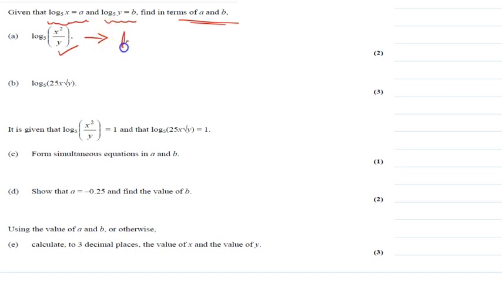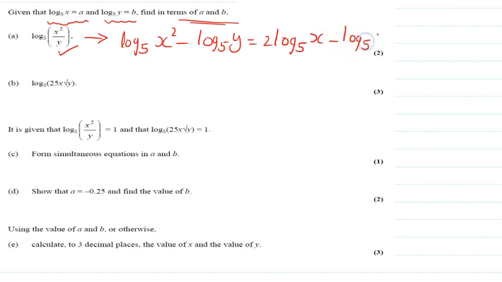So this you can write down here, log base 5 x squared minus log base 5 y. So this 2 comes forward, that you can write down here 2 log base 5 x minus log base 5 y, and log base 5 x is given here as a. So let's write down here 2a minus b. So this is your first part in terms of 2a minus b.